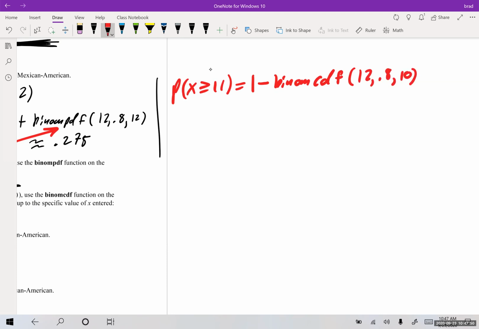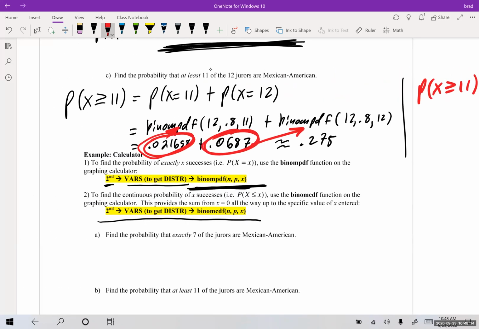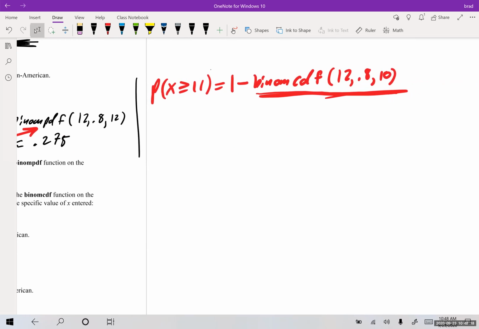So what you're telling the calculator when you're doing binomial CDF is you're telling it to start at 0 and add up to wherever you want it to stop. So I'm going to have this add up all the probabilities from X equals 0, 1, 2, 3, 4, 5, 6, 7, 8, 9, and 10. So what are the only 2 probabilities that I did not add? I did not add 11 or 12. So these 2 are being left out. So if I do 1 minus the first 10, then the only 2 left should be this value right here.